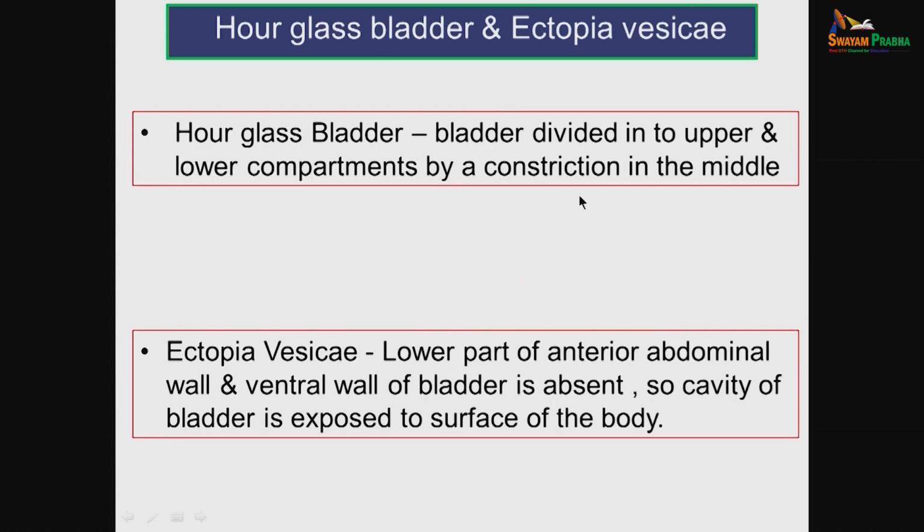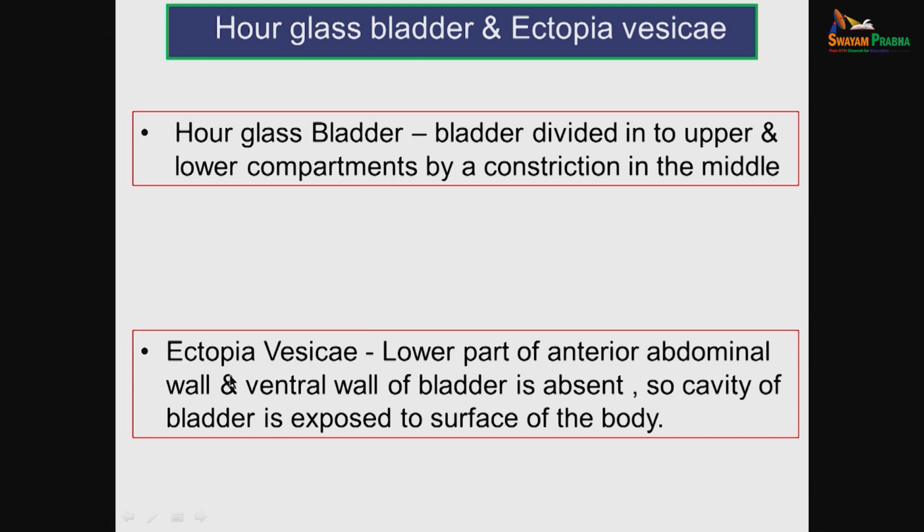There are two more conditions concerned with the development of bladder. Sometimes bladder can be in the form of an hourglass. It's called hourglass bladder. Sometimes it is divided into an upper and lower compartment if there is a constriction in the middle. This is called hourglass bladder.